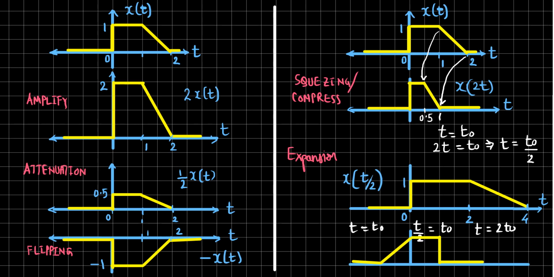Therefore, this signal can be expressed as x of minus t. Why x of minus t? Because this is being flipped along the independent variable. Therefore, the change has to be made along the independent variable, that is t. This is nothing but the flipping operation along the independent variable, that is t.